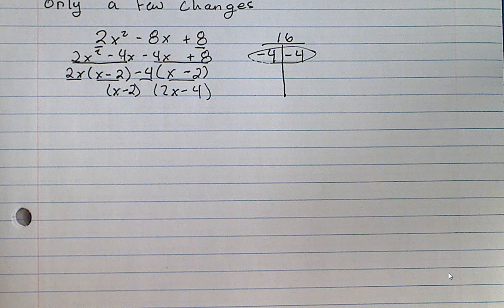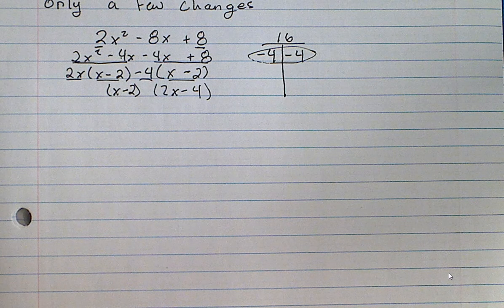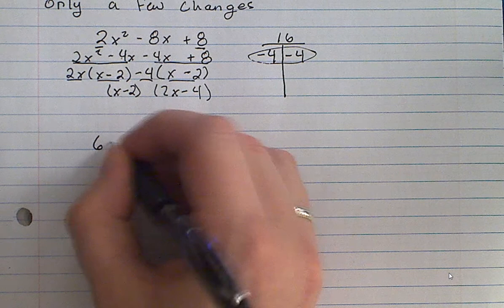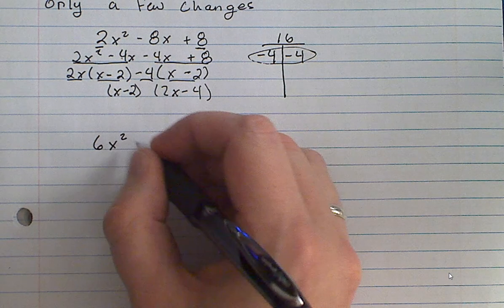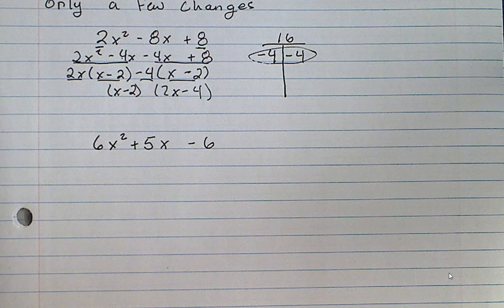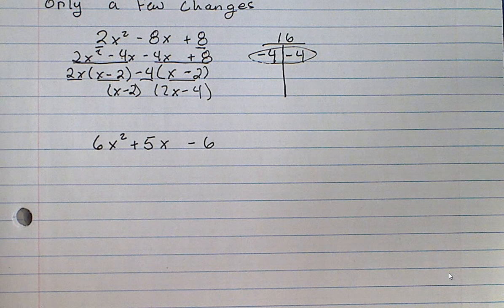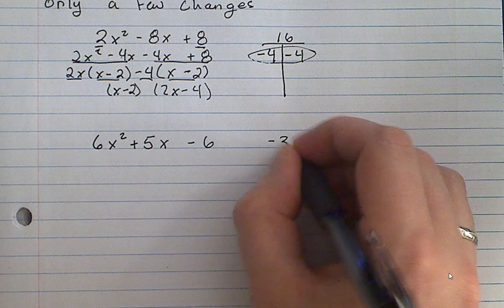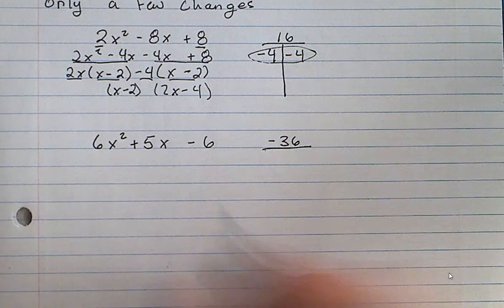Okay, so let's take a look at another example, and I'm going to have you guys try one on your own. So let's do 6x squared plus 5x minus 6. Okay? So with this one, you're looking for two things that would multiply to be 6 times negative 6, which is negative 36. And they have to add to be positive 5.